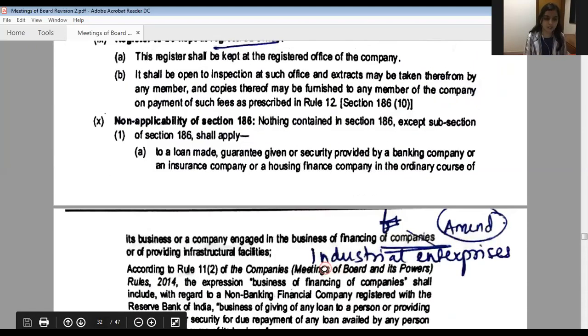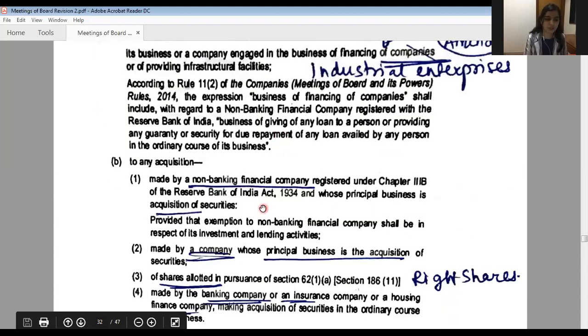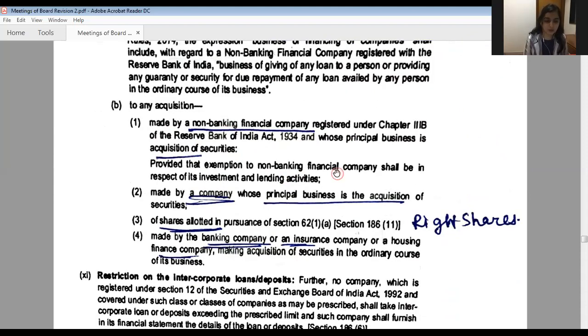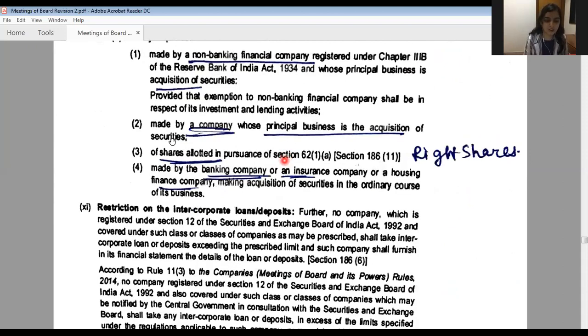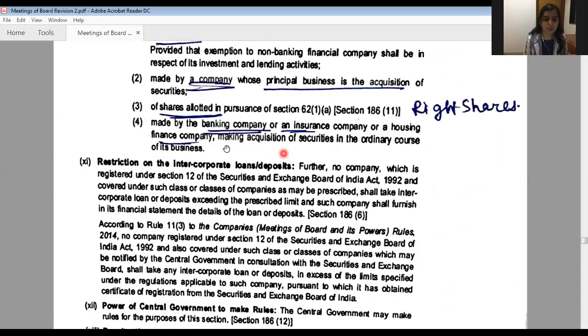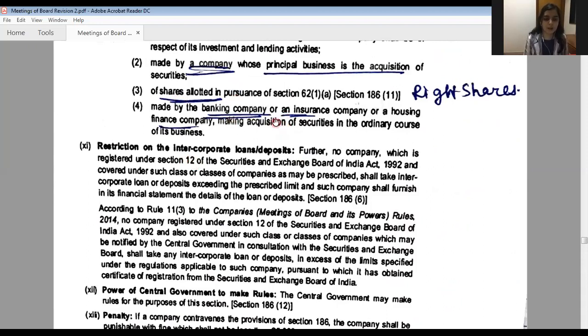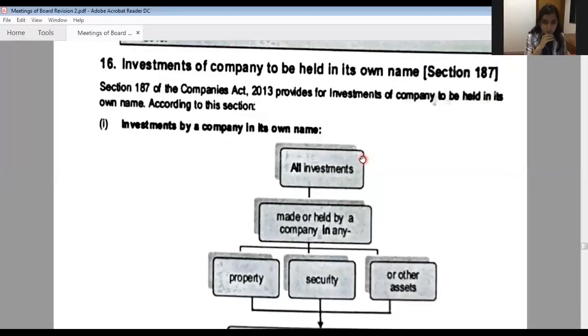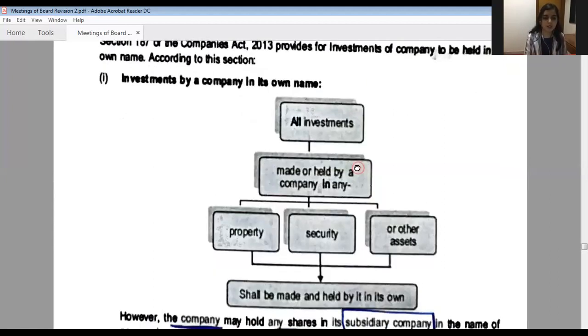Then the next is this section is not applicable to any acquisition made by an NBFC whose principal business is acquisition of securities, then made by the company whose principal business is acquisition of securities, then shares allotted, then the next is made by the banking company or an insurance company or housing finance company making acquisition of securities in the ordinary course of business. Now, section 187, that is investment of the company to be held in its own name.